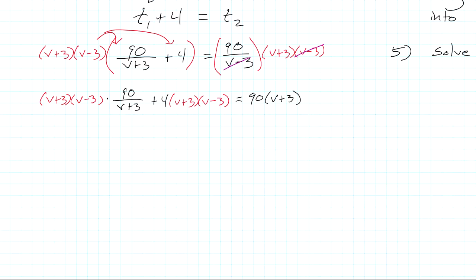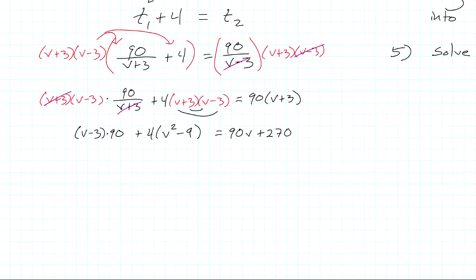On the left side, we have v plus 3 times v minus 3 times 90 over v plus 3. The v plus 3's can cancel, leaving us with v minus 3 times 90. And then in the second term, we have the plus 4 times v plus 3 times v minus 3. We'll FOIL out the v plus 3, v minus 3. That's going to be a difference of squares, v squared minus 9. The middle terms will cancel as a plus 3v and a minus 3v there. We can bring down the equal sign and then distribute the 90 on the right side. 90 times v plus 3 becomes 90v plus 270.